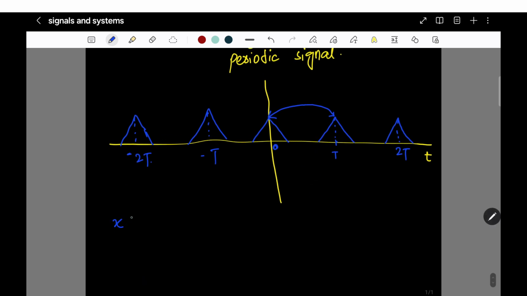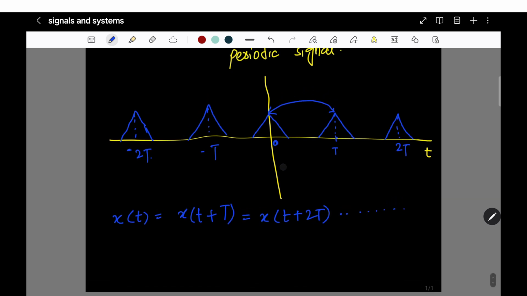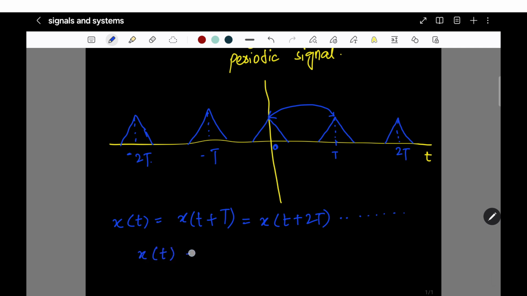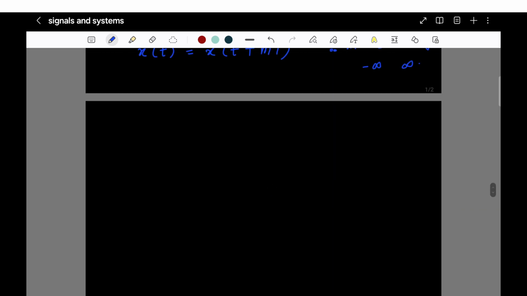So it is essentially saying that x of t is equal to x of t plus T is equal to x of t plus 2T, and it goes on. So we can generalize this as x of t is equal to x of t plus mT, where m is an integer. It can take any value from minus infinity to infinity. So now we have this expression, and we say that T is the period after which the signal repeats itself.